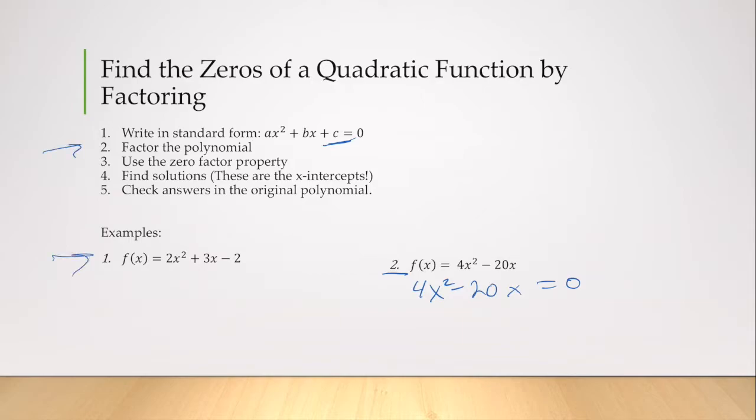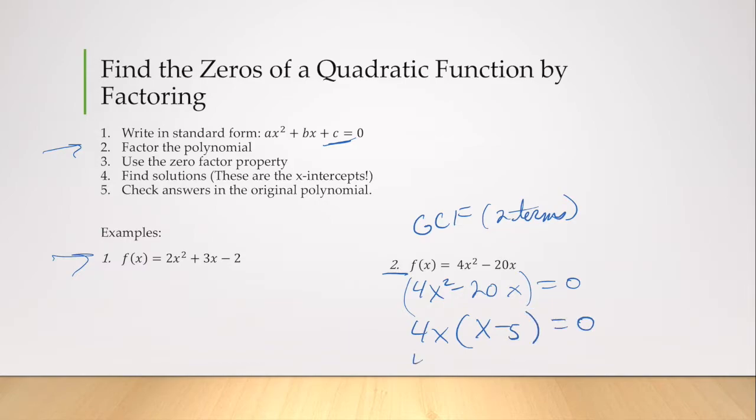In this first example, we found the factors of AC that add up to B. In this next example, what we're going to need to do is pull out the greatest common factor. That works if I only have two terms. So the greatest common factor of 4x squared and 20x is going to be 4x. So I've got 4x times x minus 5 equals 0.